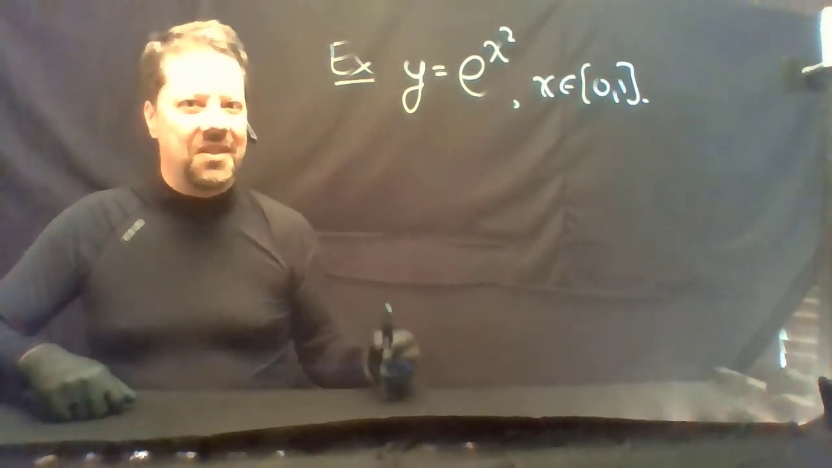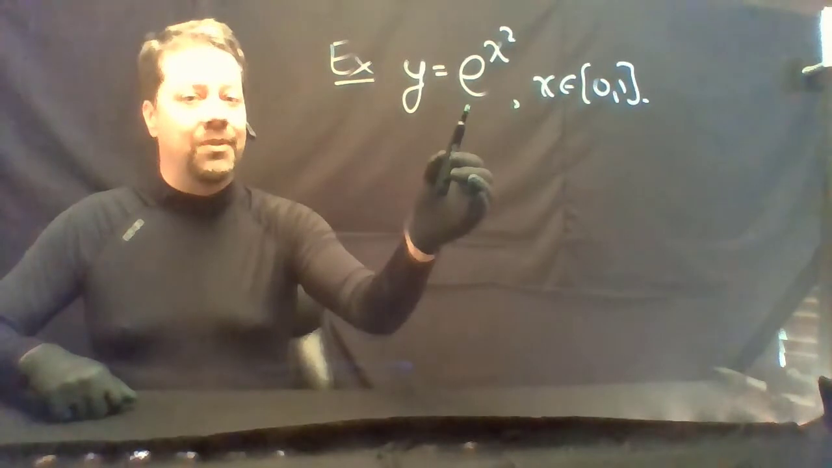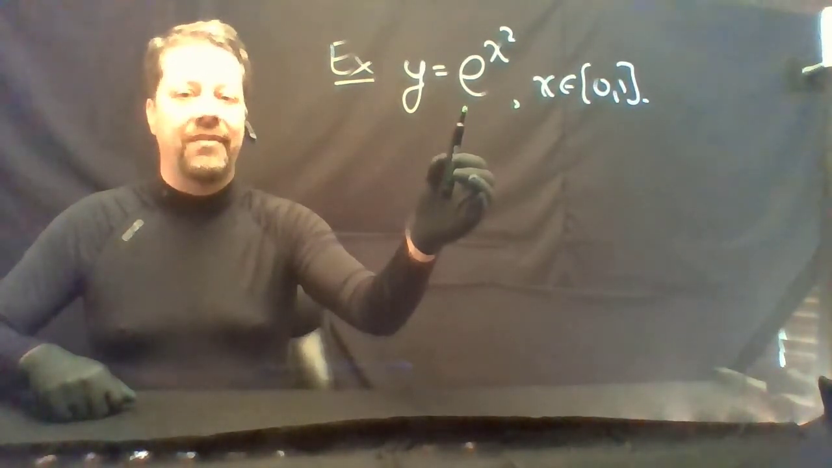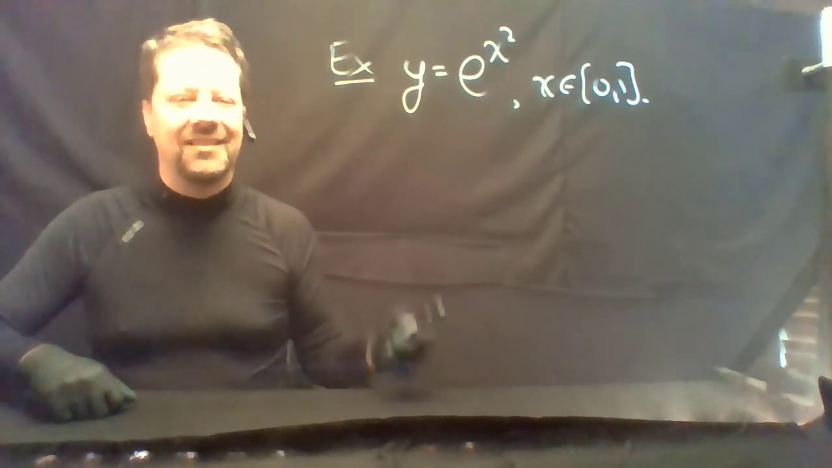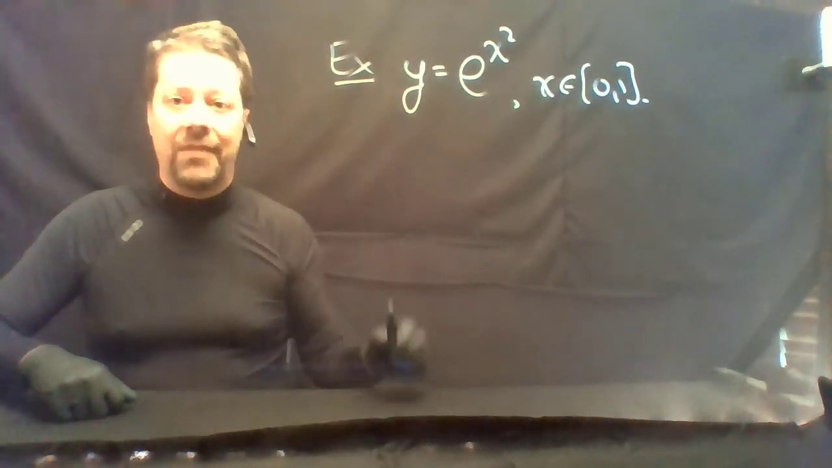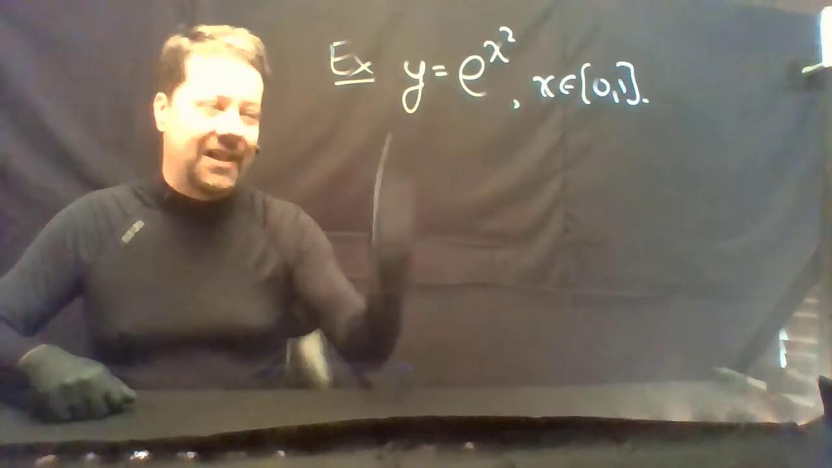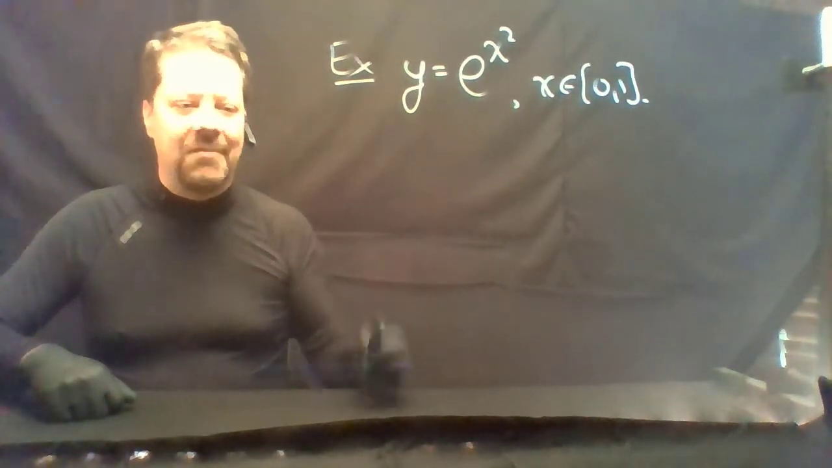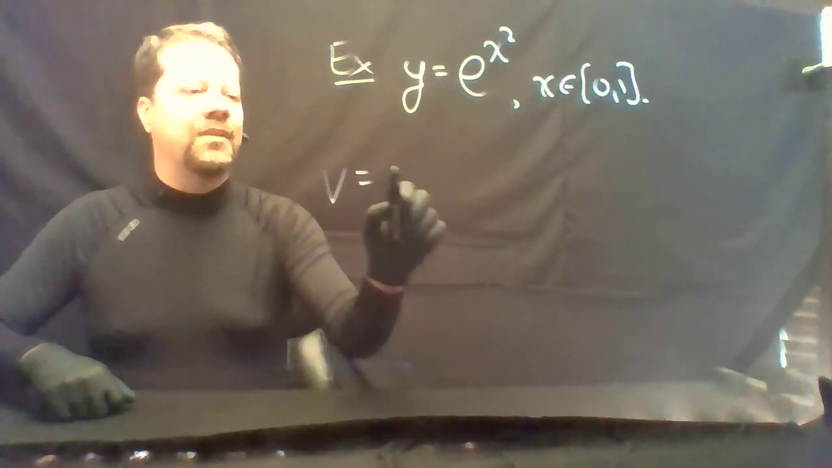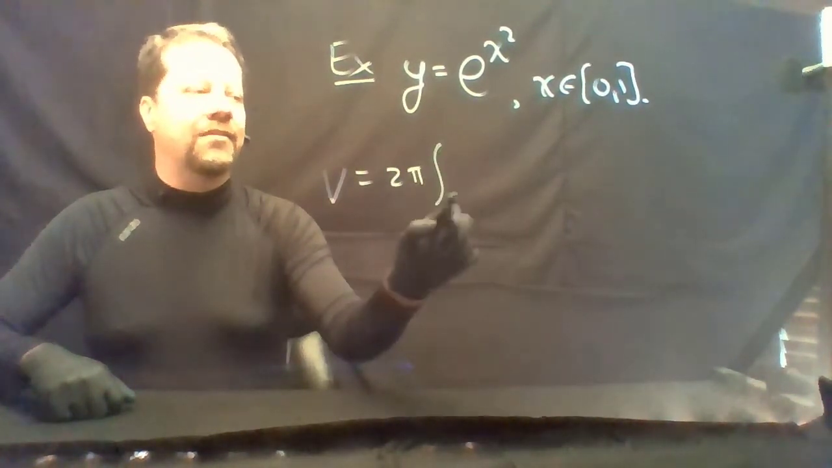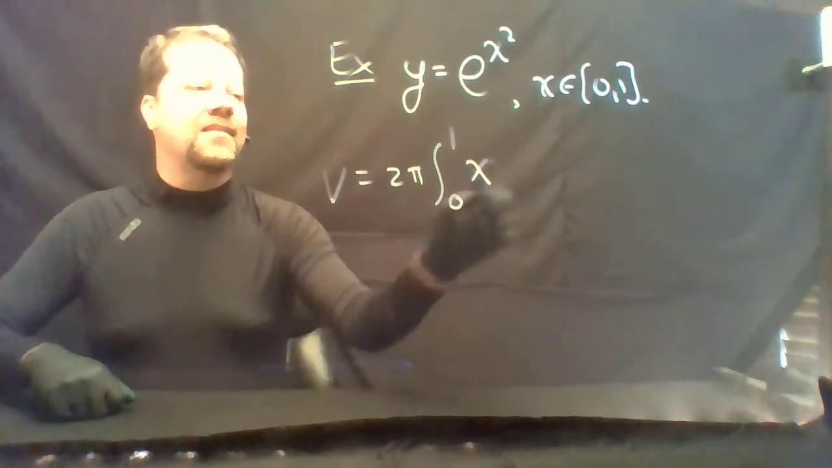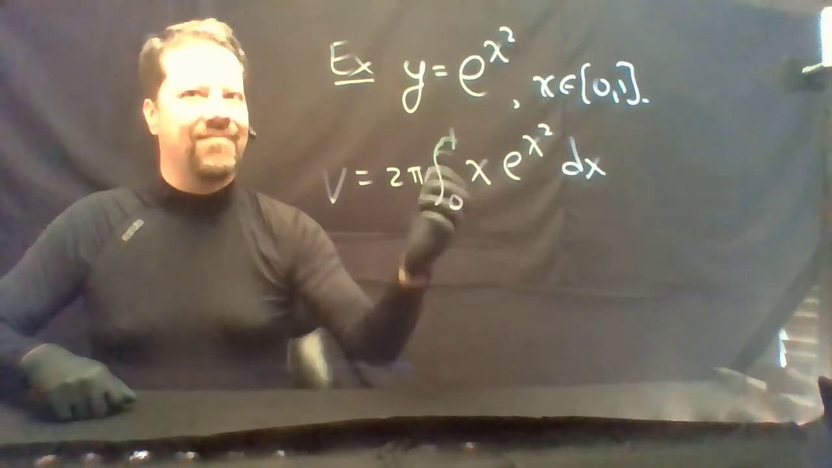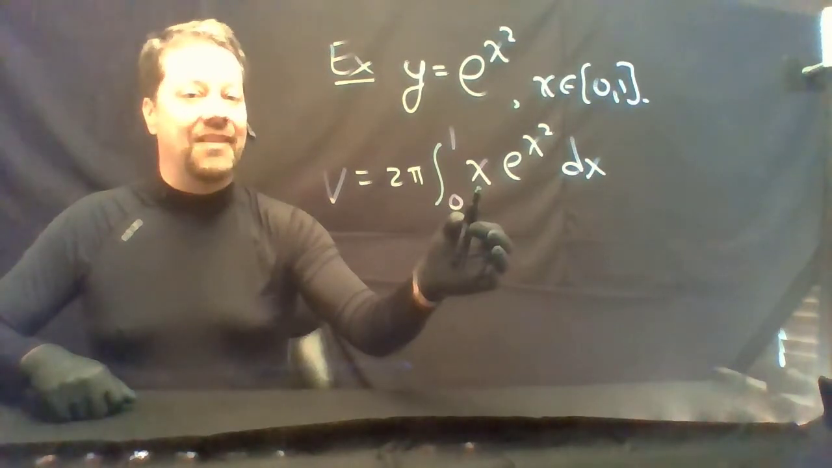This function ought to strike fear in your hearts because you should be able to recognize that this function has no elementary antiderivative if integrated on its own. That means the fundamental theorem of calculus is out if we try to integrate that by itself. But we're not integrating that by itself. To find its volume, we need 2 pi, the integral from 0 to 1, x, f of x, dx. We get this extra factor of x.